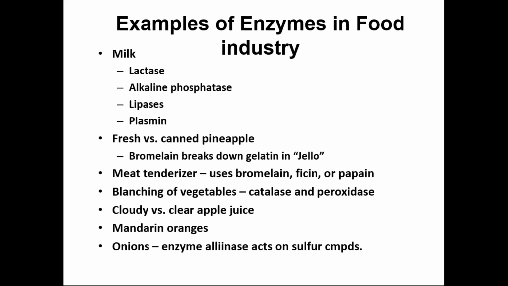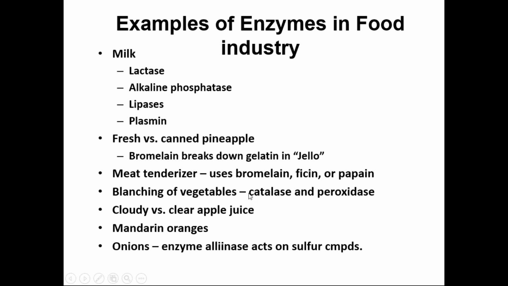In fresh versus canned pineapple, there is an enzyme in pineapple called bromelain, which breaks down gelatin so it does not set into jello. Meat sometimes is very tough, and cannot be cooked easily if it is from an older animal, but bromelain is a protease from pineapple, ficin is a protease from figs, and papain is a protease from papaya, which can be used to break down the peptide bonds in the meat and tenderize the meat.